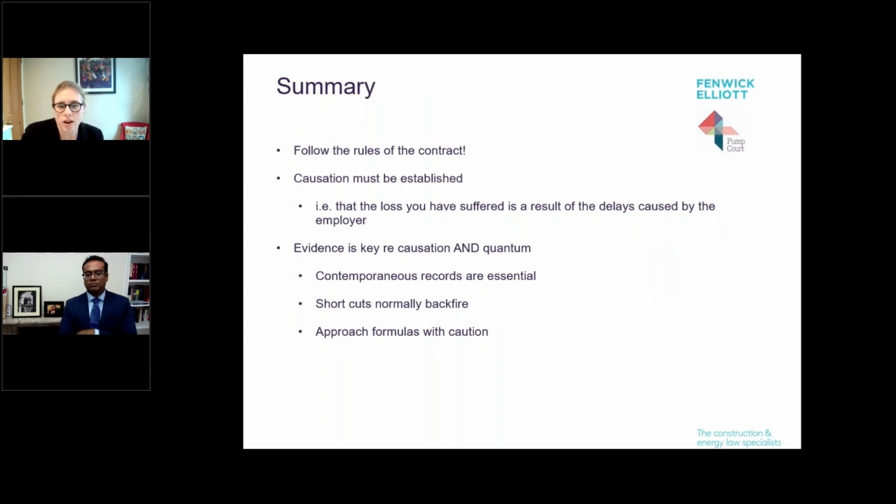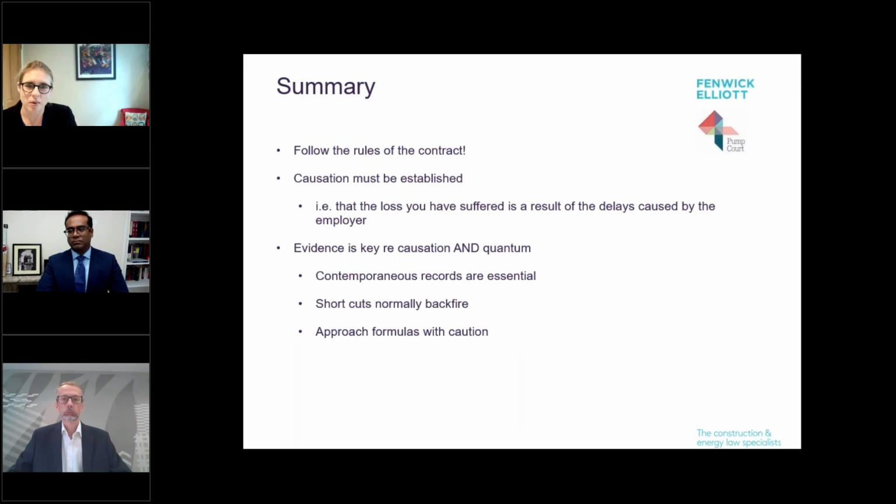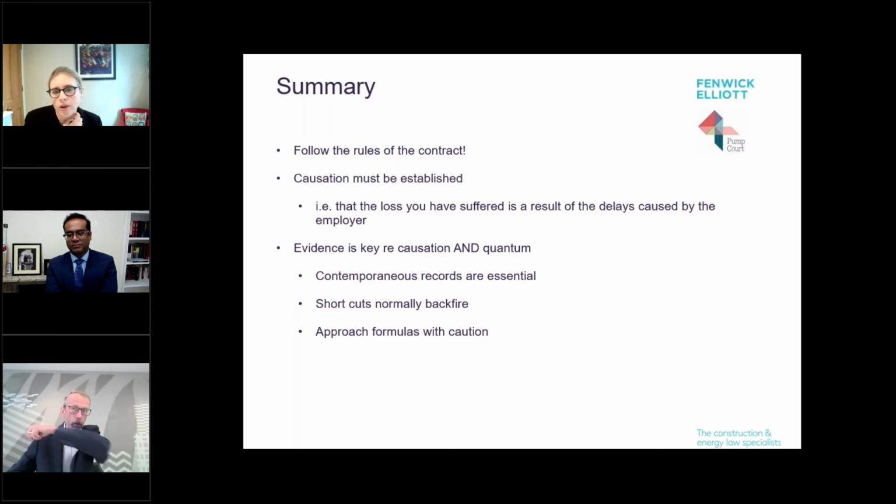So just rounding up at breakneck speed, and I think we're on time. Always follow the rules of the contract. They are different, every contract. Causation must be established, and Sanjay has gone through in great detail why costs and an extension of time have different rules, and you might need to produce different types of evidence. You have to prove that the loss you have suffered is a result of the delays caused by the employer, nothing else. And as ever in our talks, evidence is key for causation and quantum.